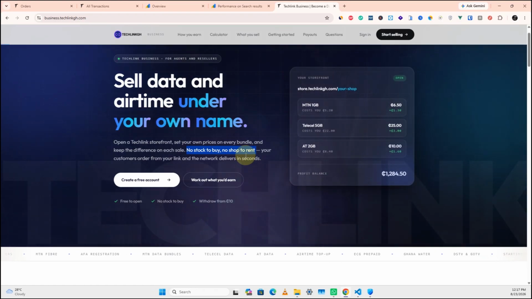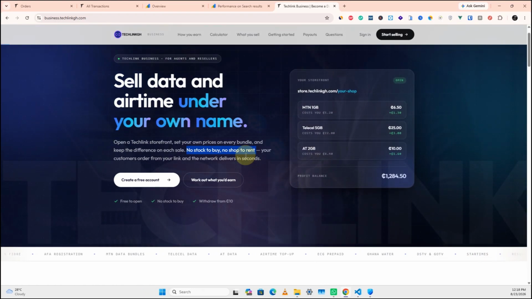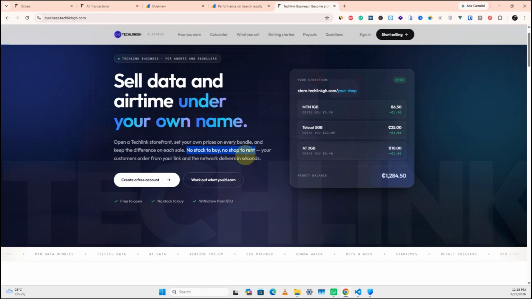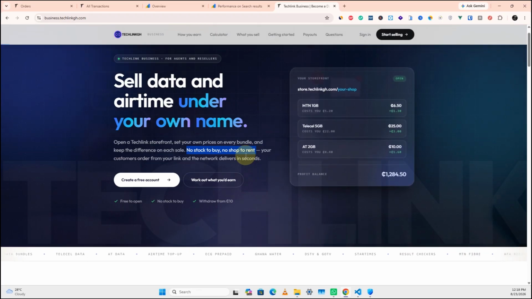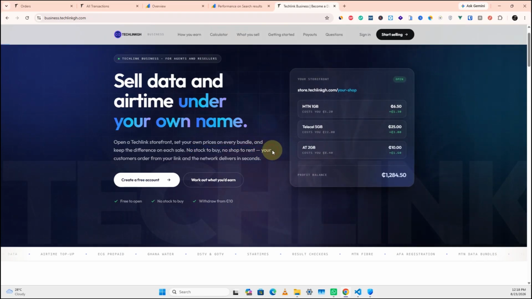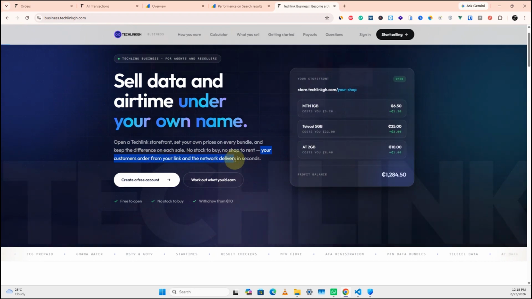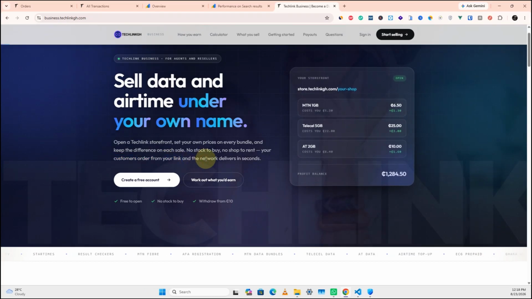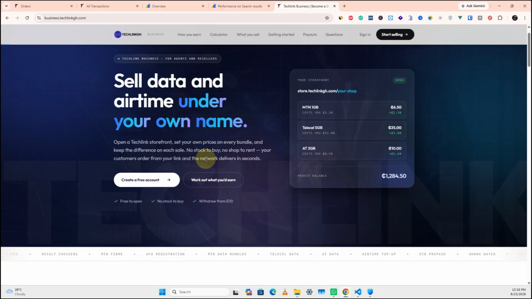We provide everything for you for free to make money. You make money from the platform. business.techlinkgh.com helps you to earn money for yourself. There's no stock to buy and there is no shop to rent. Everything is provided free for you. Your customers order from your link and the network delivers in seconds. Whatever you can buy, your customers can also buy from you, and we do the delivery. We do the heavy lifting for you.